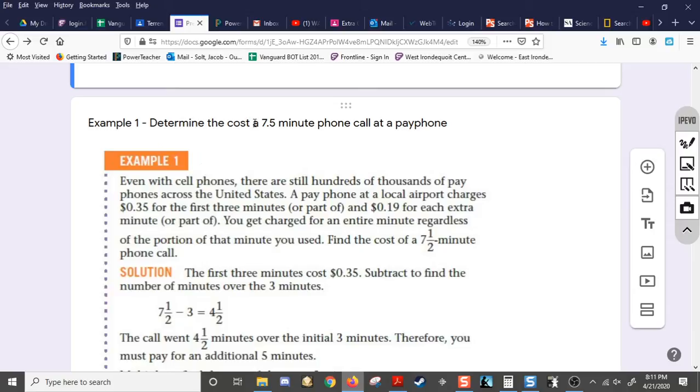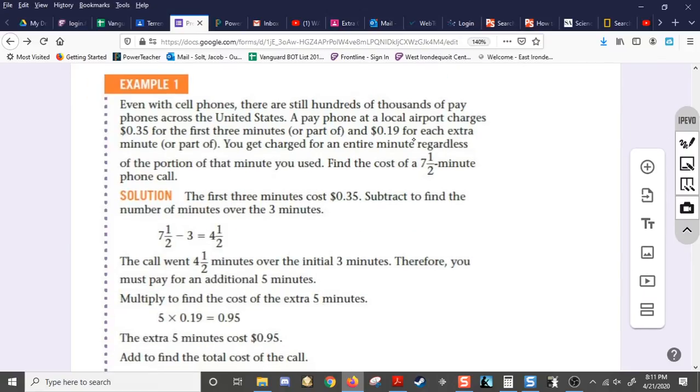And so we're beginning example one of electronic utilities. The question is, determine the cost of a 7.5-minute phone call at a payphone. So here's the situation we've got. Even with cell phones, there are still hundreds of thousands of payphones across the United States. I believe that's still true. I don't know when the last time I used a payphone was, though. Have you ever used one of those? I don't know if many of you have.